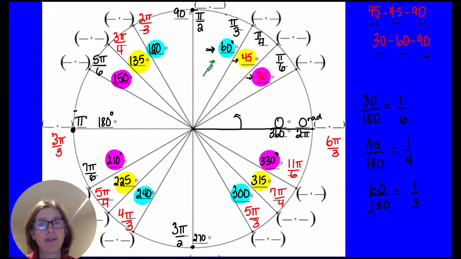Again, our reference angles are 60, 45, 30 in degrees, and pi over 3, pi over 4, and pi over 6 in radians. Now, I don't want you to lose sight of the quadrantal angles. I'm going to say that again. The quadrantal angles are the angles that are right on the axis. So pi over 2, pi, 3 pi over 2, and 2 pi.